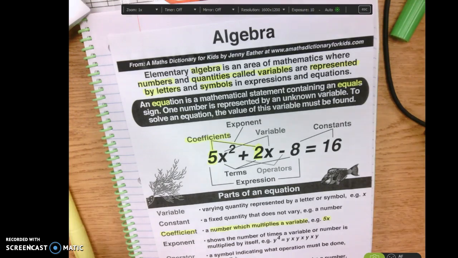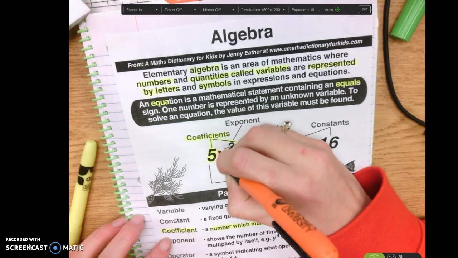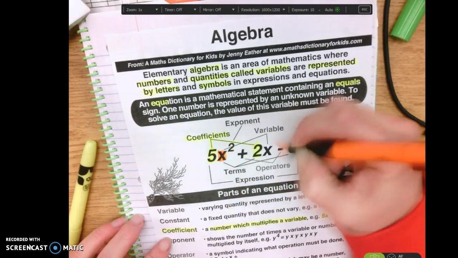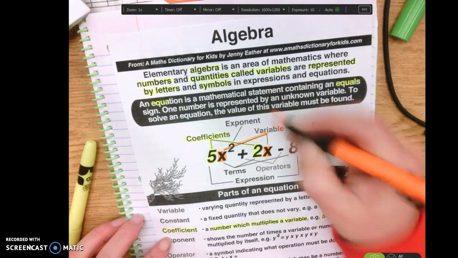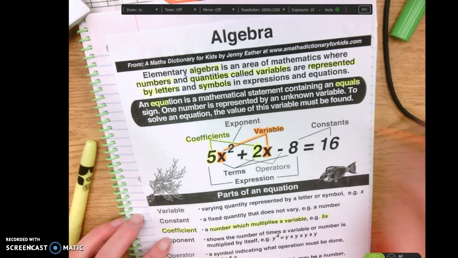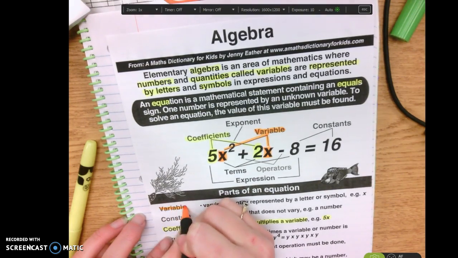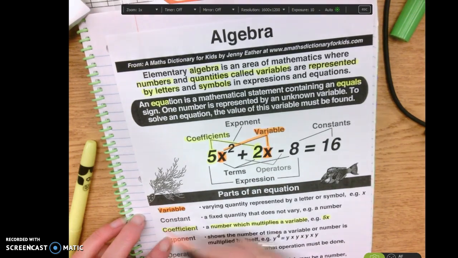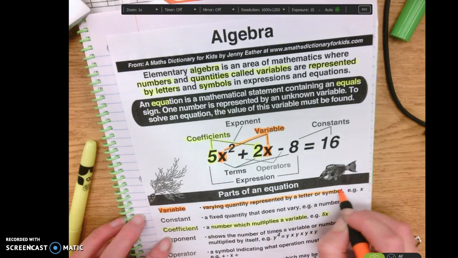Pick up another color now. And we're going to look at the variables. Variables, in this example, are x. You can have lots of variables in an equation. You can have only one variable in an equation. We will see lots of different uses of variables. And again, let's highlight just to match it up down here, the definition. A variable is a varying quantity represented by a letter or symbol.